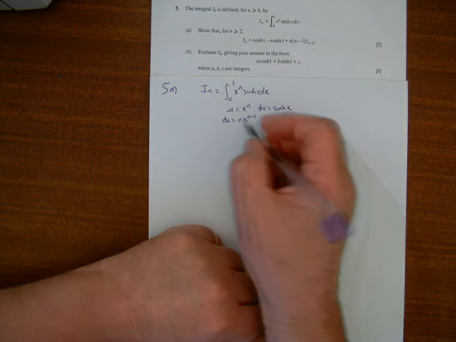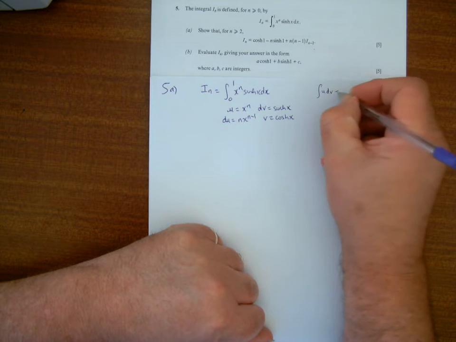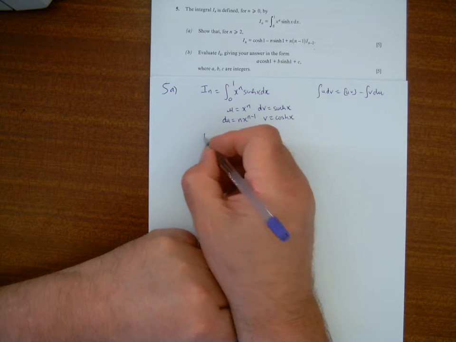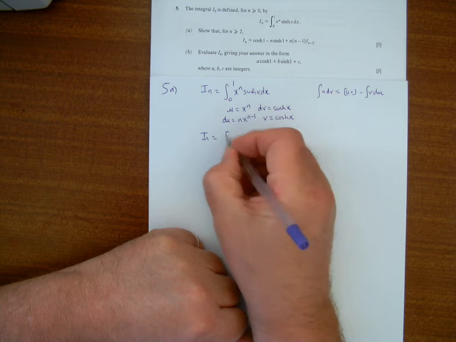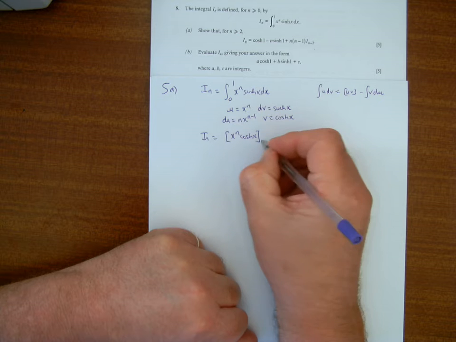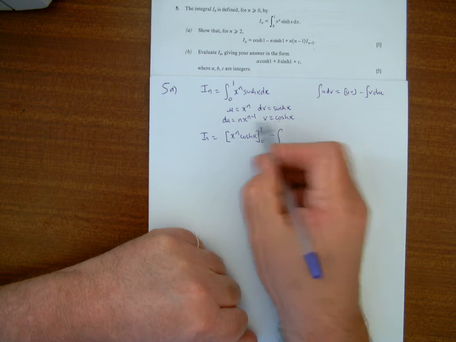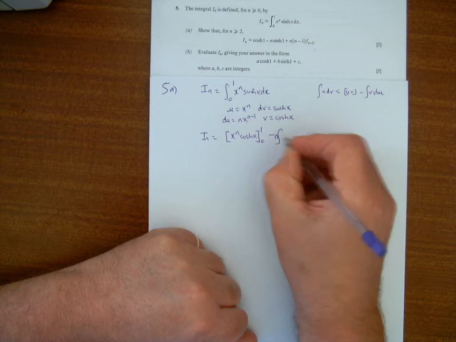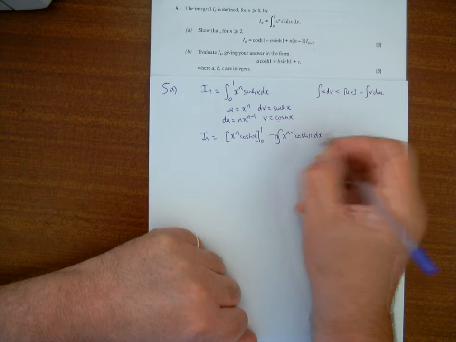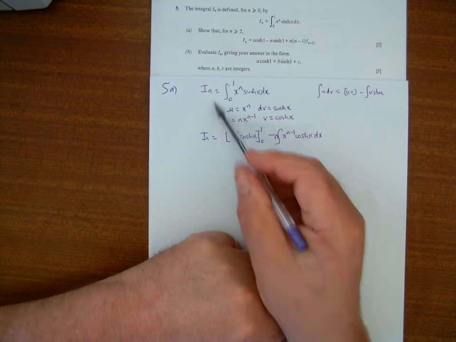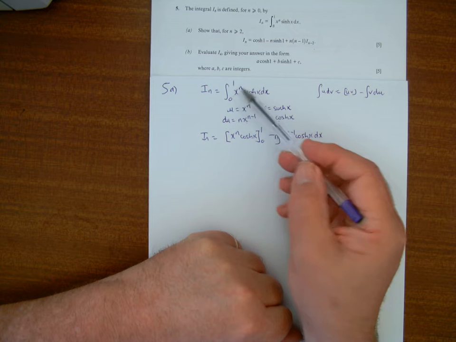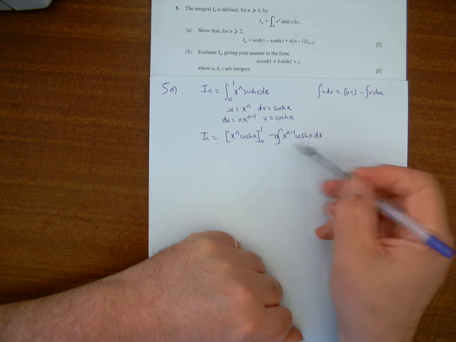So integration by parts: the integral of u dv is uv minus the integral of v du. So I_n is going to be uv, which is x to the n cosh x from 0 to 1, minus the integral of v du, which is, take the n outside, x to the n minus 1 cosh x dx. Well, this isn't in terms of an I_n structure, because I need a polynomial in x and a sinh function. So I've got a polynomial in x and a cosh function.